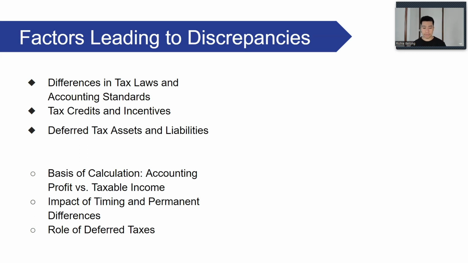Another contributing factor is permanent differences, which arise from items that are either only recorded in financial accounting or only in tax accounting, such as tax-exempt income or non-deductible expenses. While income tax expense and income tax payable are interconnected, they often differ due to the distinct principles that govern financial accounting and tax accounting. Understanding this difference is essential for accurate financial reporting and making informed business decisions.